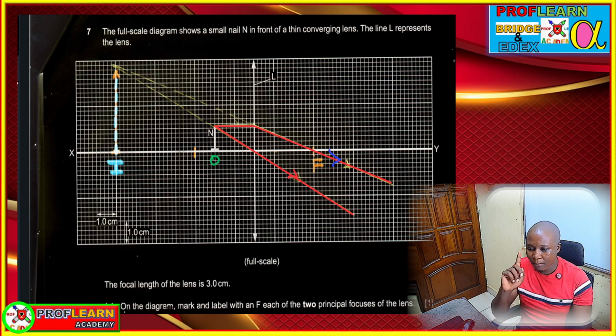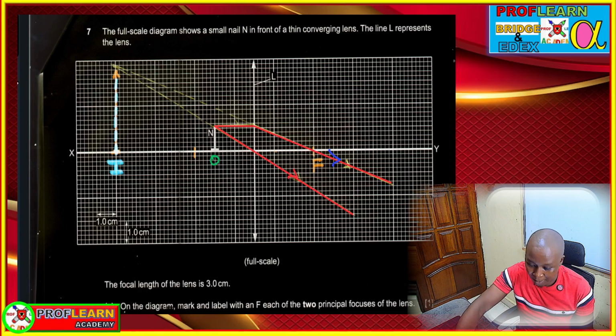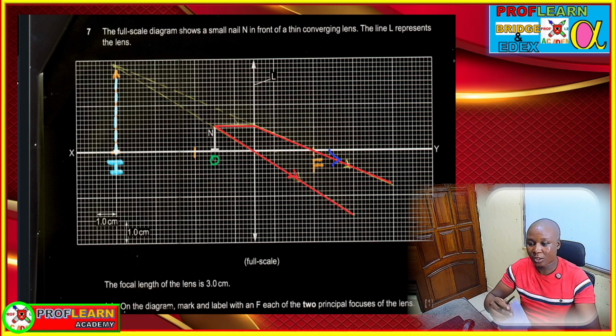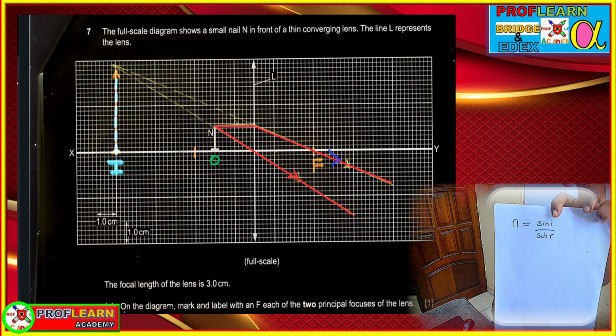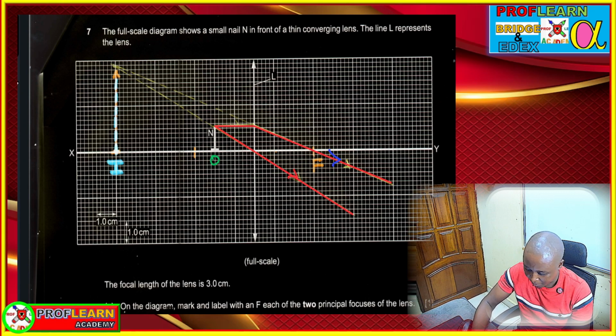The most important concept that you really need to remember as far as this topic is concerned, number one, is the formula: sine i over sine r. This is one of the first formulas that you need to remember for this concept. You also need to remember that refractive index is the speed of light in vacuum over the speed of light in a medium.